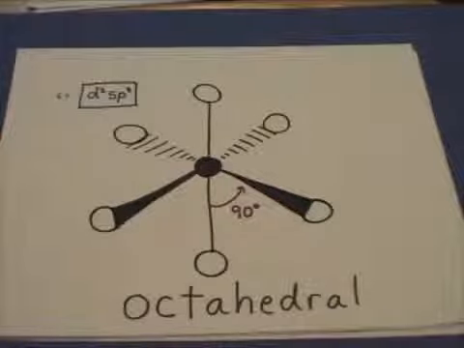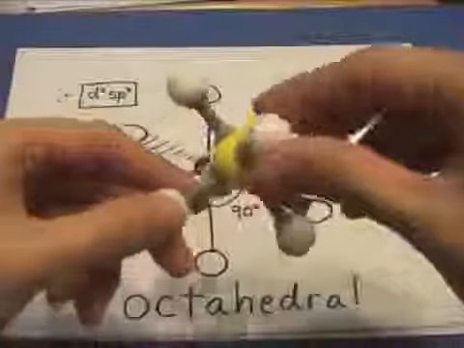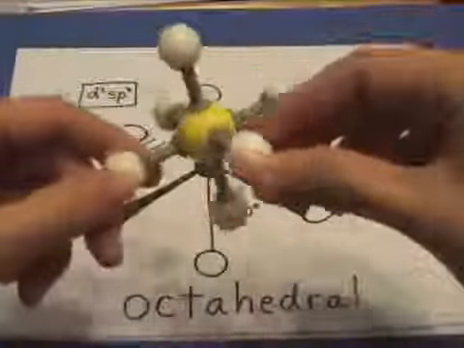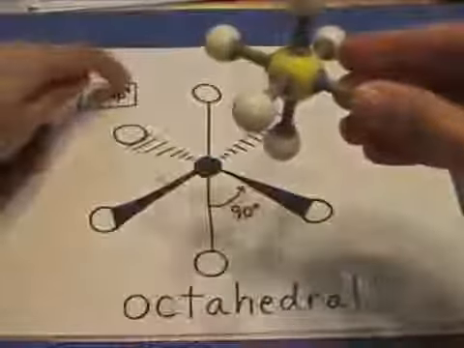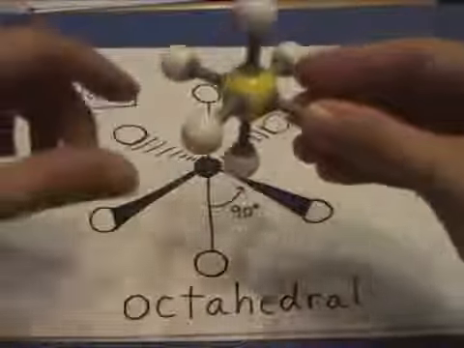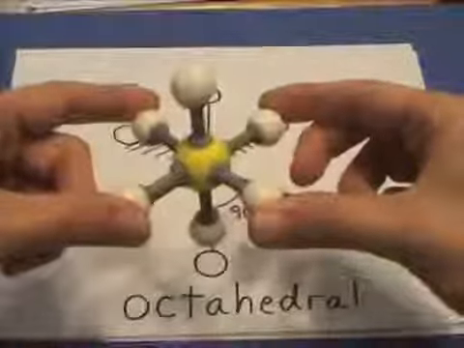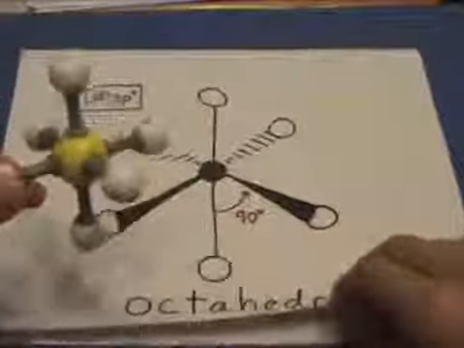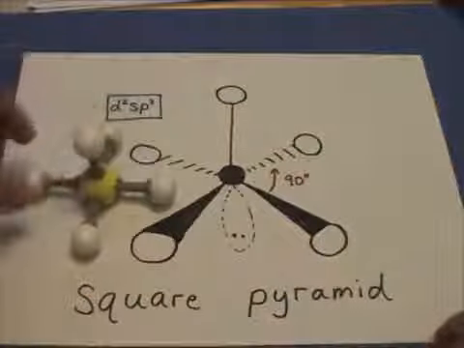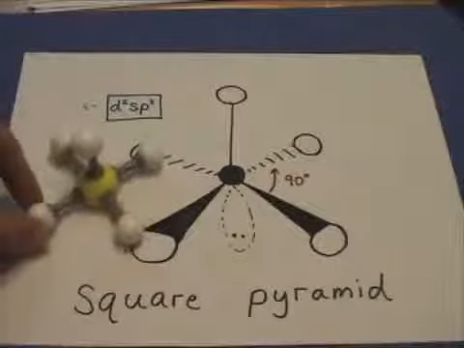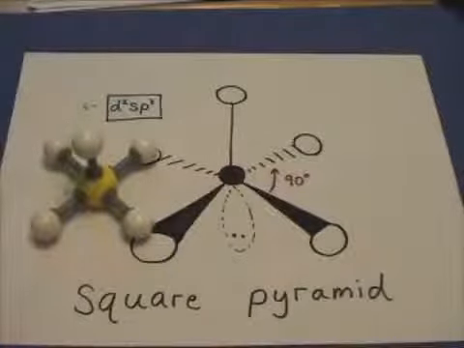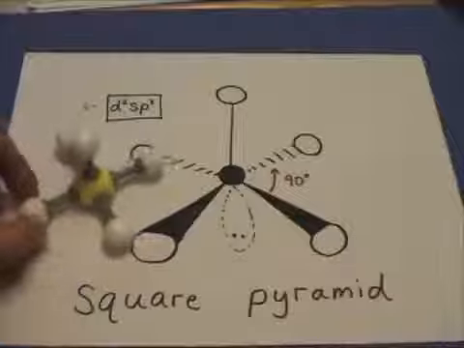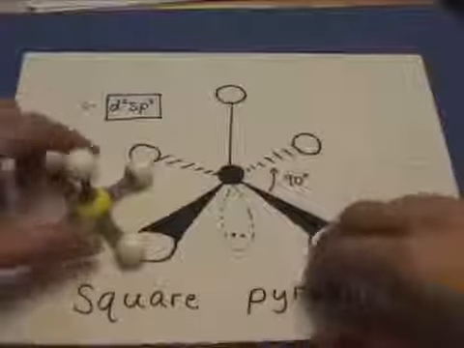6 sigma bonds is d2sp3 hybridized. So 2, 3, 4, 5, 6, that adds up to 6, we're good. Octahedral, 90-degree bond angles. If one of these sigma bonds is a lone pair of electrons, then it's also d2sp3 hybridized, but it looks like this, a square pyramid.